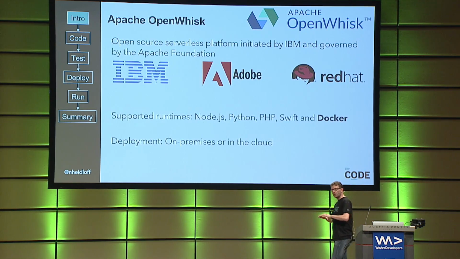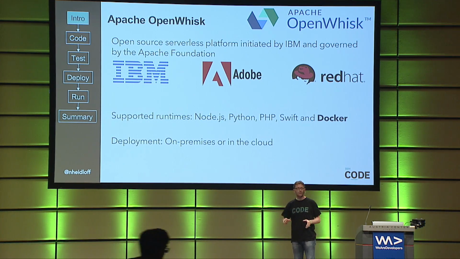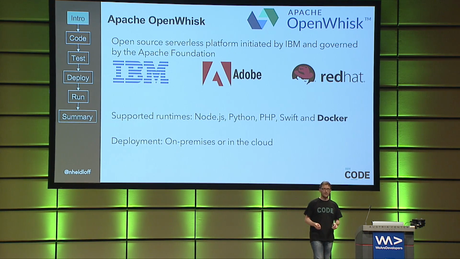Okay, so that was a quick introduction to serverless in general. Now to OpenWhisk. Apache OpenWhisk is an open source project governed by the Apache Software Foundation. It was initiated by IBM a couple of years ago, and since then many other companies have joined that effort, which is really cool. And I think the biggest ones are Adobe and Red Hat.